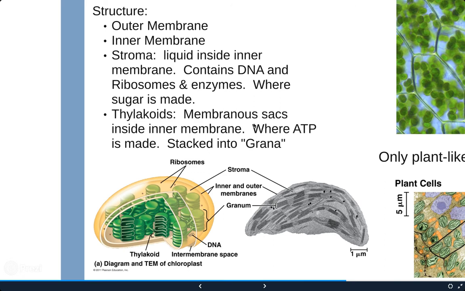The thylakoids, if you look at the diagram down below, are the tiny little green discs, and that's where photosynthesis is happening, and it's where ATP is made. They are stacked into what are called grana. You can see a scanning electron microscope picture of the grana, or granum, it's plural, and then each thylakoid is one of those discs by themselves.